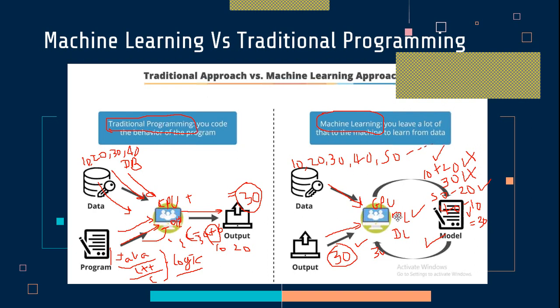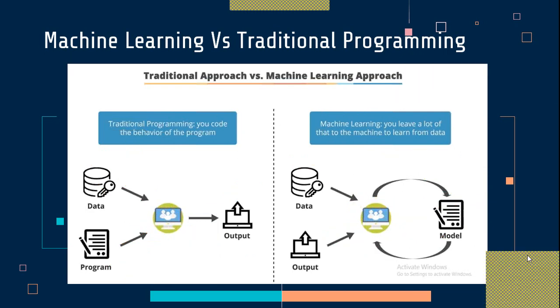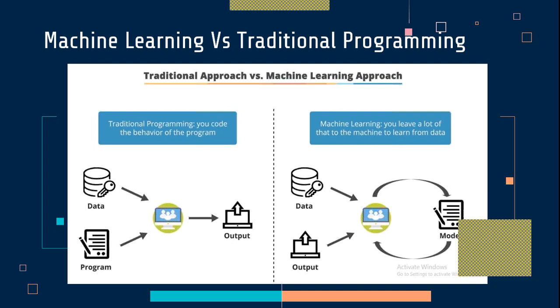But machine learning has its own choice. It can make different possibilities. It can use the plus operation, the minus operation, or any other operation, and it can use the corrected output. So this is called machine learning, and this is called traditional programming. I hope you understand the difference between machine learning and traditional programming.